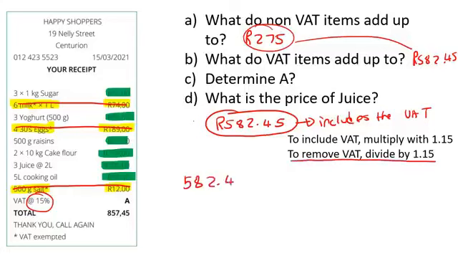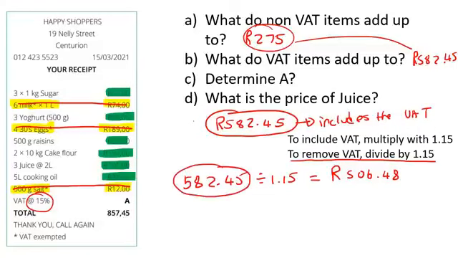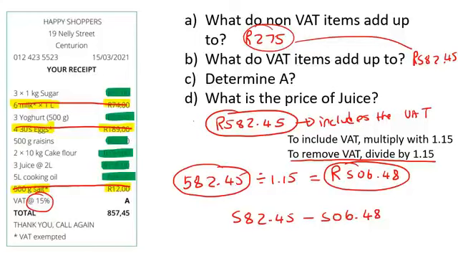You just say 582.45, which already includes the VAT. Then you just take the VAT away, and you see what the price is without the VAT. And that'll be, if you round to 2 decimal places, 506.48 Rand. So here's the price of all the VAT items with VAT, and here's the price of all the VAT items without VAT. So you minus those 2 numbers. So 582.45 minus 506.48. And that'll give us 75 Rand and 97 cents. That is what you should get there, okay?